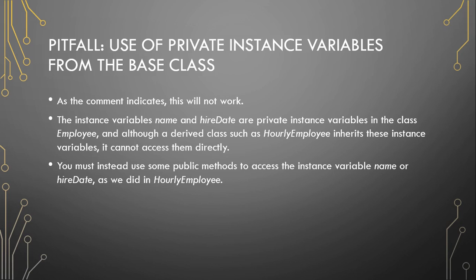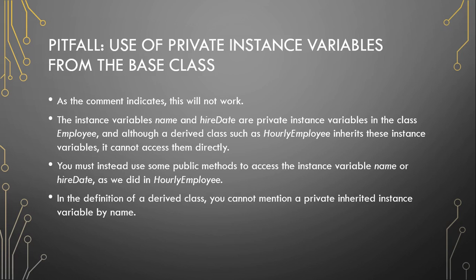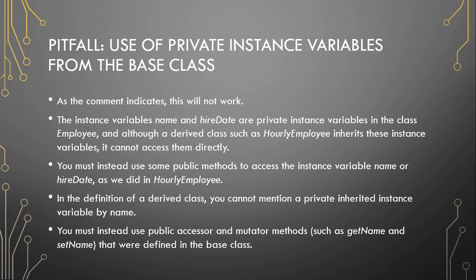So instead, we have to use some public methods to access the instance variable name or hireDate, as we did in HourlyEmployee. In the definition of a derived class, you cannot mention a private inherited instance variable by name. You must instead use the public accessor or mutator methods, such as getName or setName, that are defined within the base class.